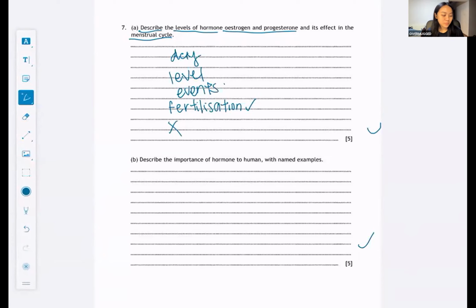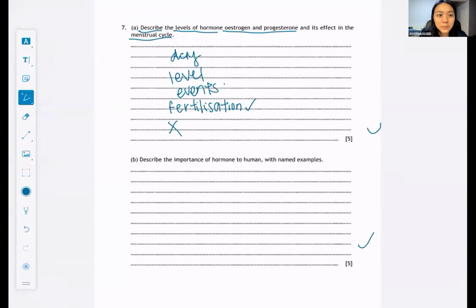And then question B asks you to describe the importance of hormones to humans. It's a very vague question. A vague question has one advantage and one disadvantage. The pro is that you can write about a lot of things. The con is deciding what to write. So think of all the hormones that you know. Actually, you know quite a lot. Name examples, glucagon, insulin. I realized that you do not know adrenaline and antidiuretic hormone, which I put there. What you can write is just glucagon and insulin, because it's what you learn in the hormone chapter, and the importance is that they regulate the blood glucose concentration.